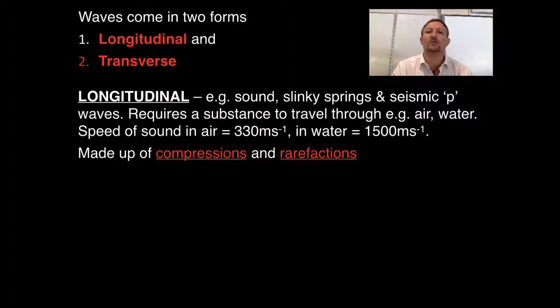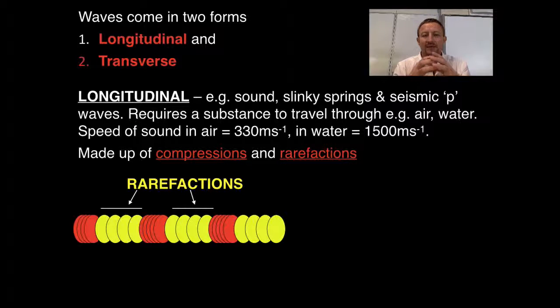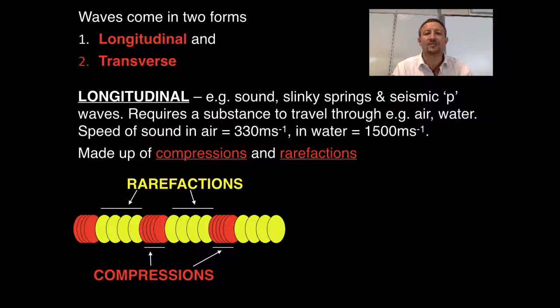Now, when we look at longitudinal waves, we can identify two main areas. We've got these ideas of compressions and rarefactions. Now, rarefactions are basically the area behind the pulse of a wave. Now, you can see here with the yellow discs, the distance between the yellow discs is quite large, whereas we then get the compressions, which are the red discs. This is where the air particles are pushed together.